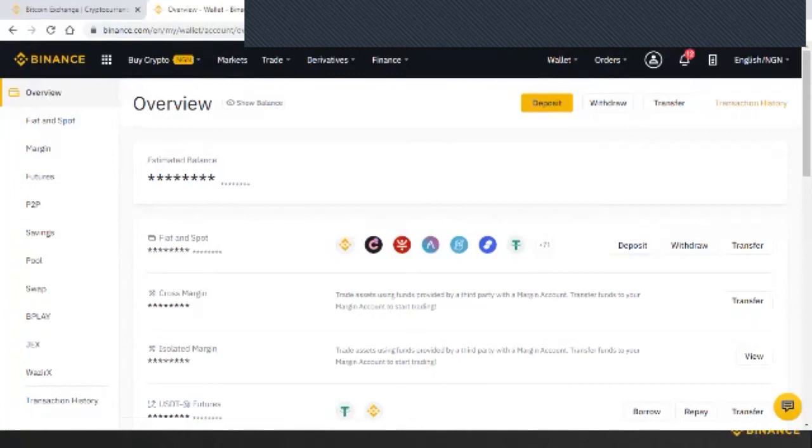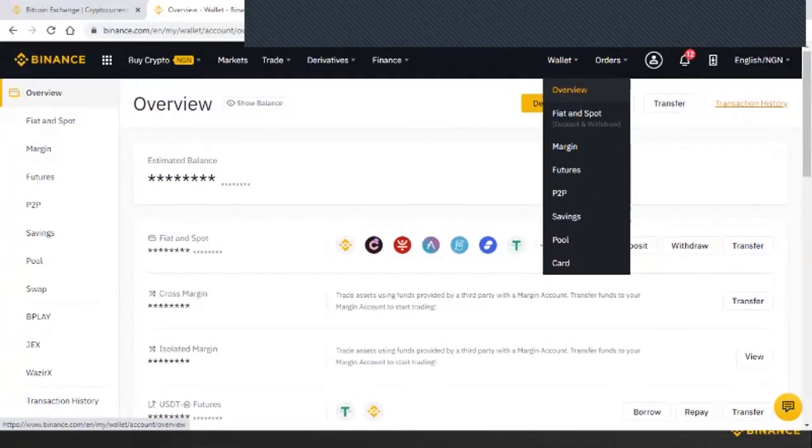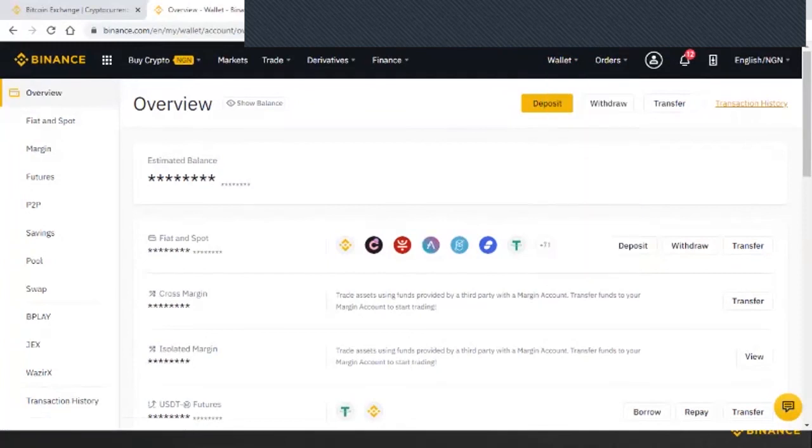So to see it, like I said, you come to wallet overview, you click on it, and from there you can deposit, you can withdraw, you can transfer, you can see your transaction history, what happened on your account. You can see all those things there.